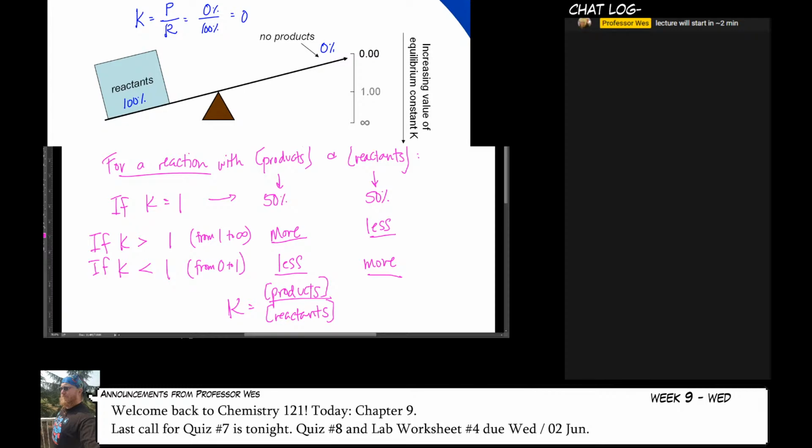In Chapter 10, we're going to talk about acids, and acids have their own equilibrium constant. It turns out that most acids are weak acids, and they have very, very small equilibrium constants, which means that mostly they don't dissociate. There are mostly reactants.